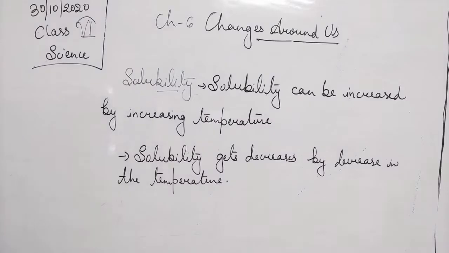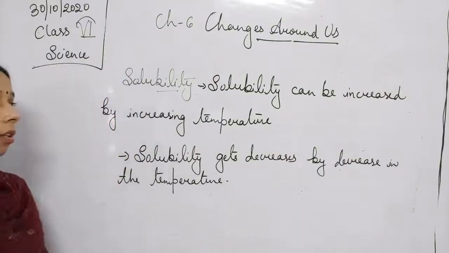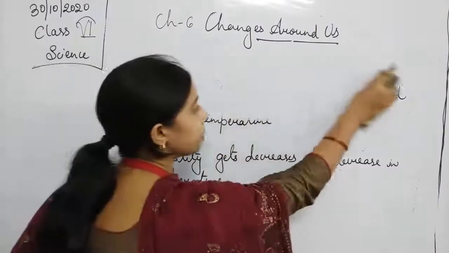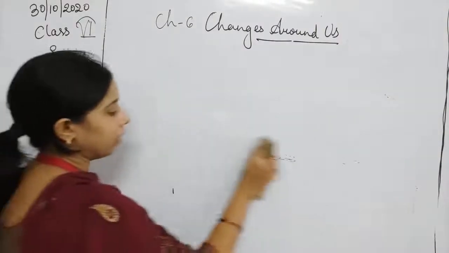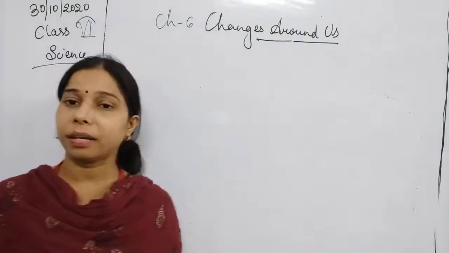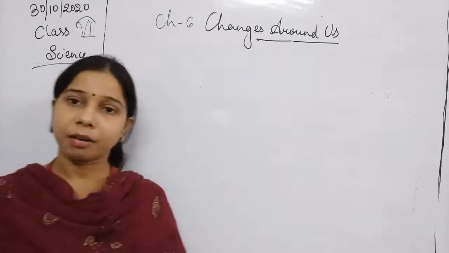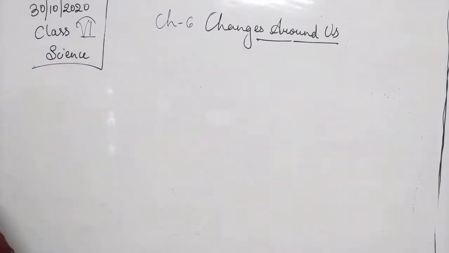Okay, so this was all about solubility, students, that we have studied right now. So this is the end of the chapter on the separation of different substances by using different kinds of separating techniques. You all have to learn all the separating techniques and methods, and where we can use all these different separating methods, students.